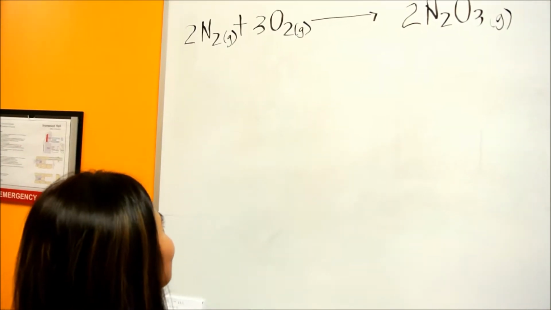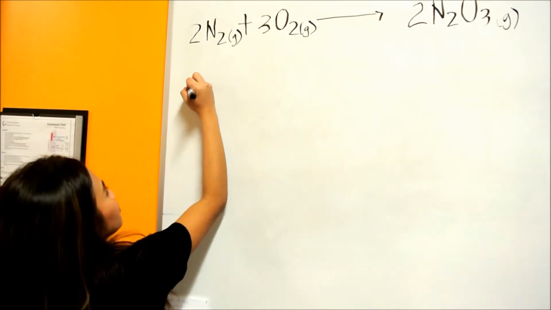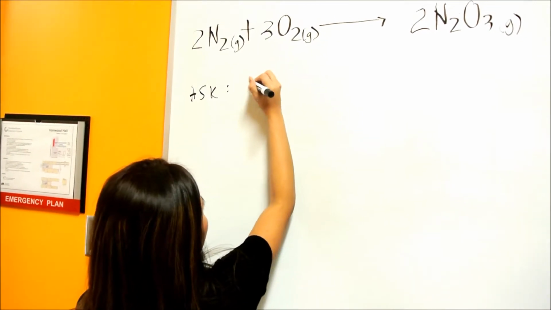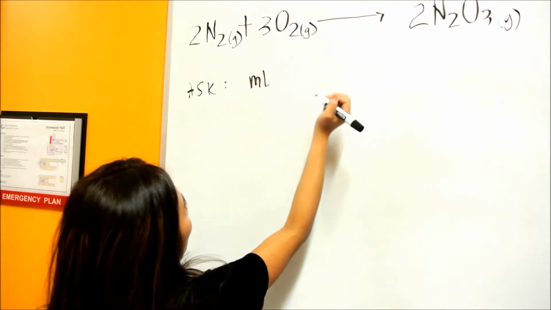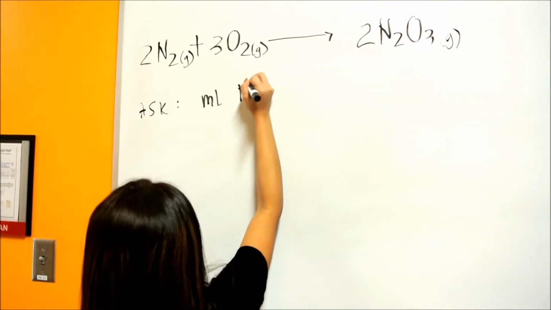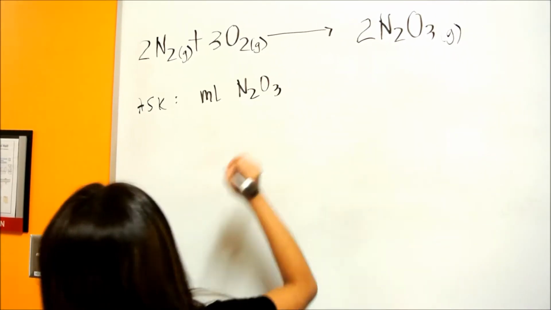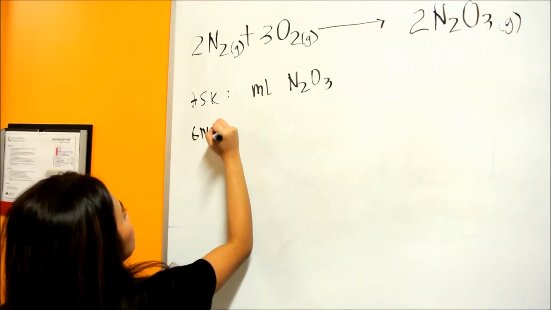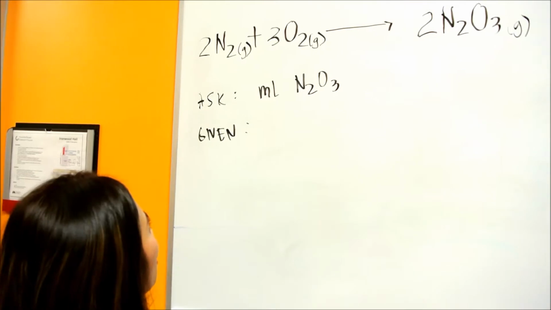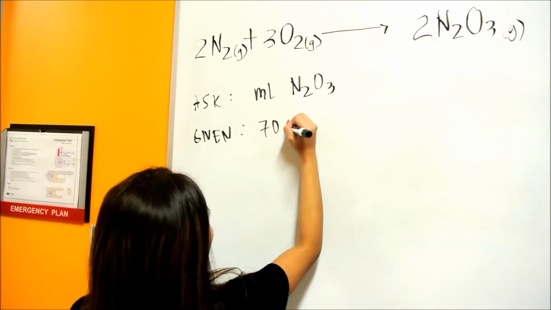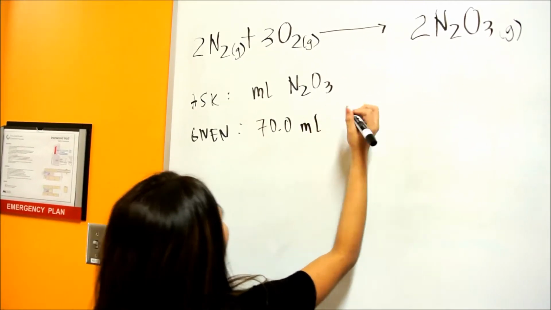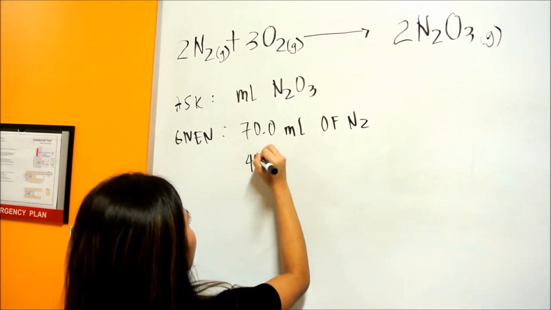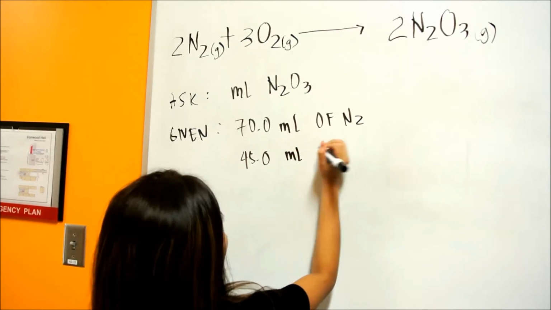What's next is what unit is asked in the problem. The unit asked in the problem is the ml of dinitrogen trioxide produced. And what is given is the 70.0 ml of nitrogen and 45 ml of oxygen.